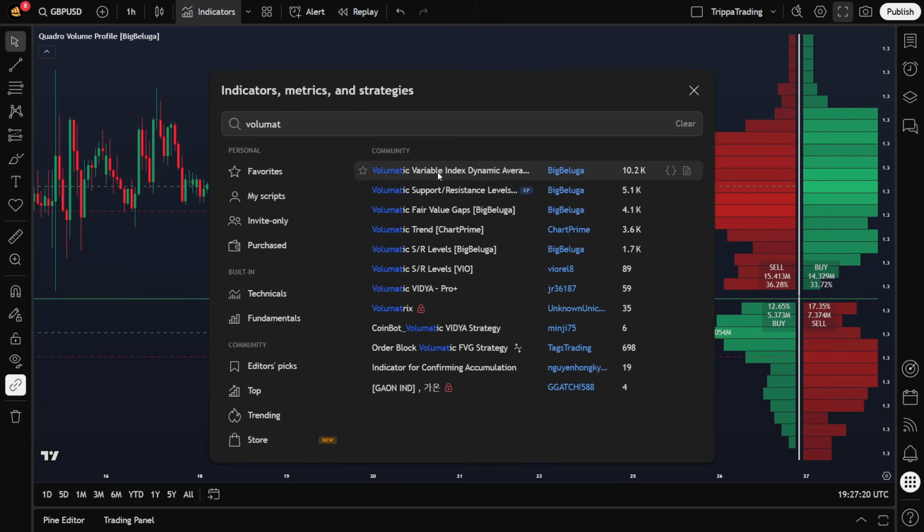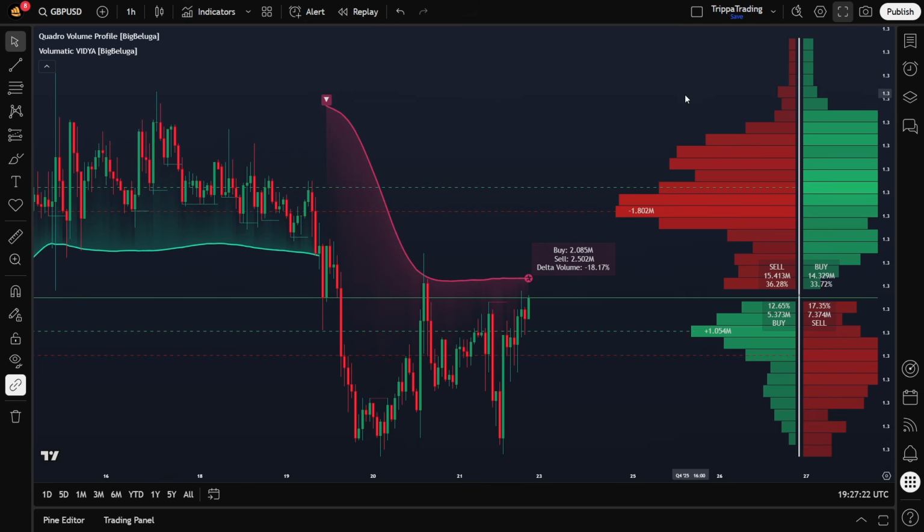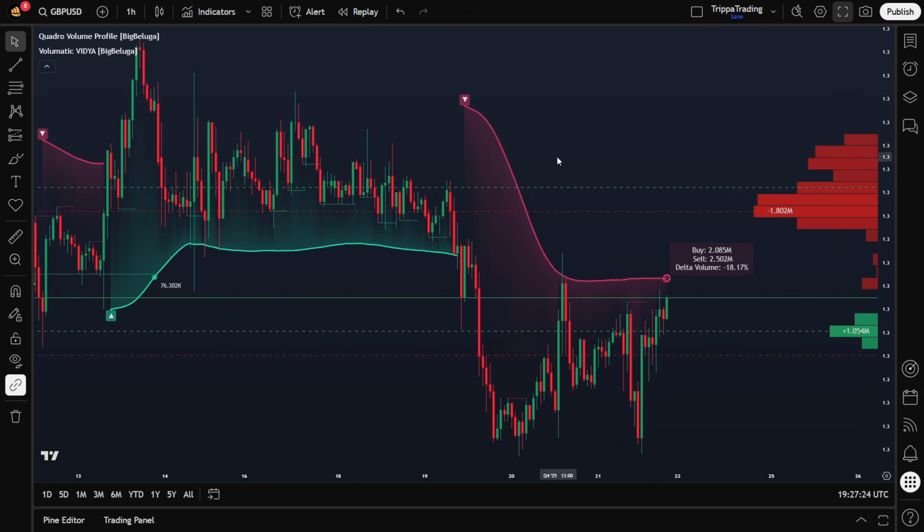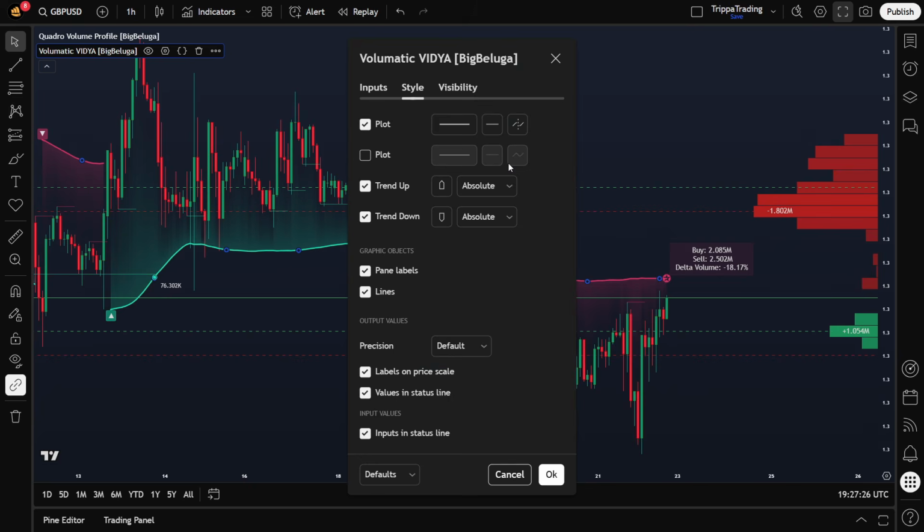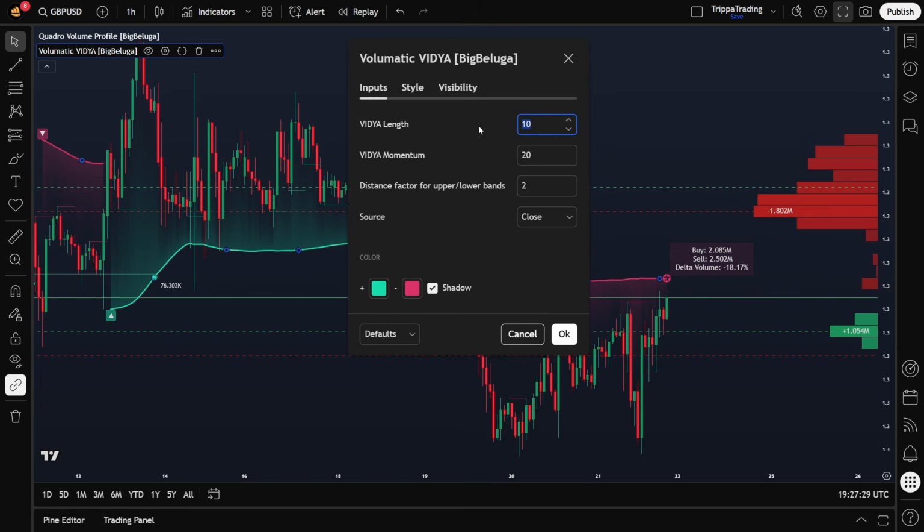Add the one by bigbeluga. This will be our trend line. After adding it to the trading chart, double-click it to open settings. On the Inputs tab, set Vidya length to 50.